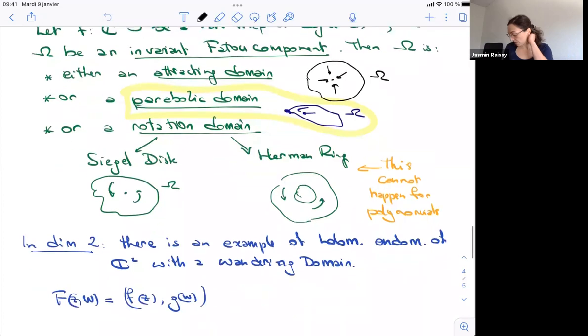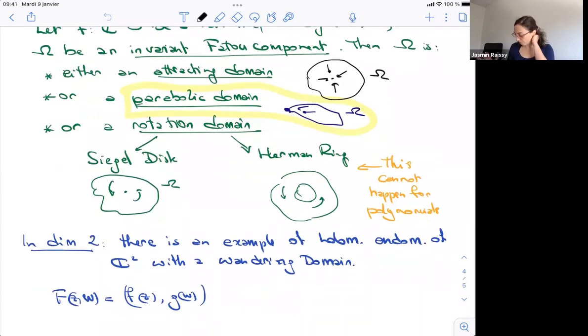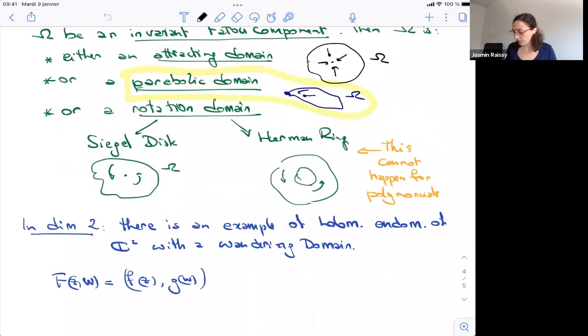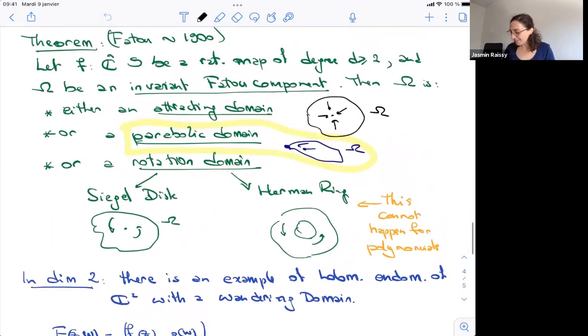And what I was saying is that, maybe not today, but at the end of this mini course, you should have at least the ideas on how we proved and constructed an example of holomorphic endomorphisms of C2 with a wandering domain, which is polynomial, etc. So this is where I stopped yesterday. I'm sorry, I didn't do many pictures, but I will try to do a little more today. So today we're going to deal with this parabolic domain stuff.